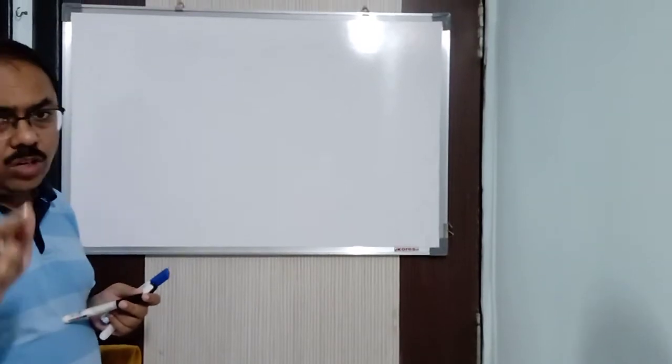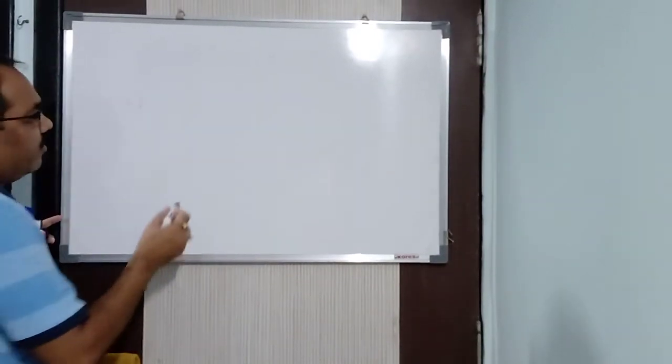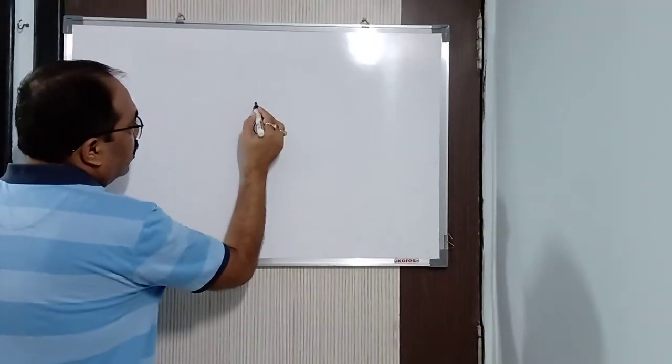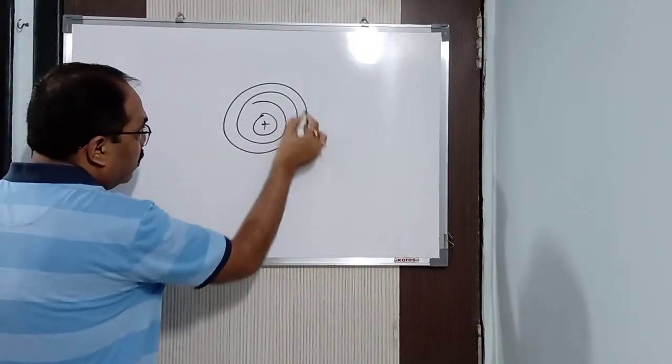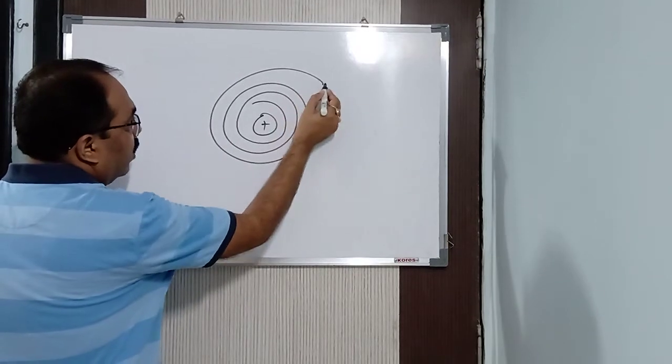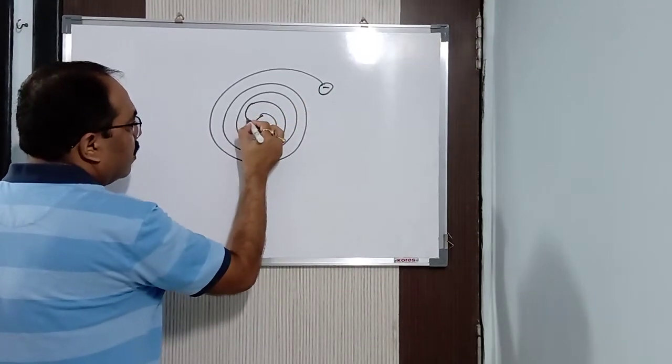Got it? It's liable to release energy because what you find is that this is a nucleus, isn't it? The electron is moving in a circular path. In this way, the electron is moving in a circular path. Clear? This is the electron which is moving in a circular path.